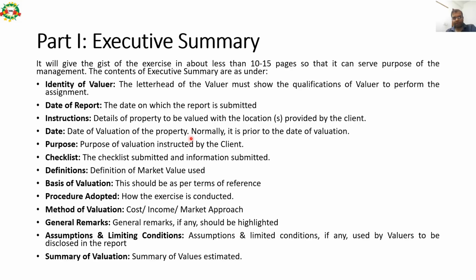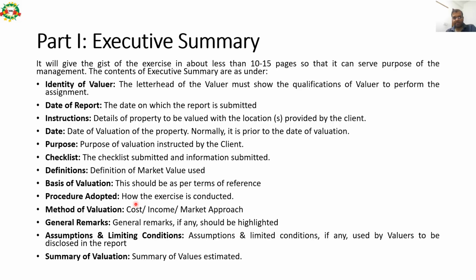Date of valuation of property. Normally it is prior to the date of report, so other than IBC valuation. The purpose of valuation is stated by the client. Checklist submitted and information submitted. Definitions of market value, or any other valuation which we are giving in the report. Basis of valuation as per terms of reference.